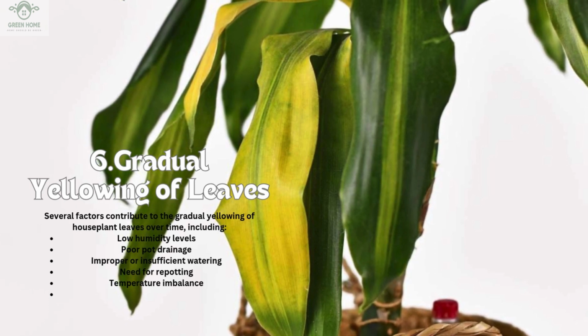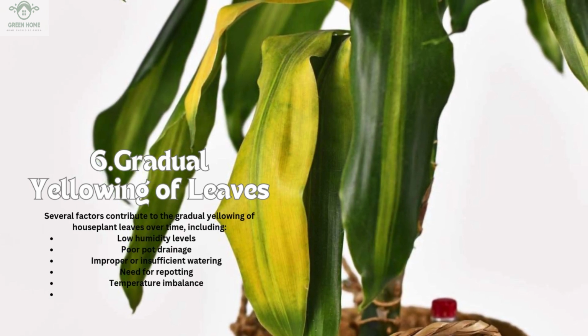6. Gradual yellowing of leaves. Several factors contribute to the gradual yellowing of houseplant leaves over time, including low humidity levels, poor pot drainage, improper or insufficient watering, need for repotting, temperature imbalance.